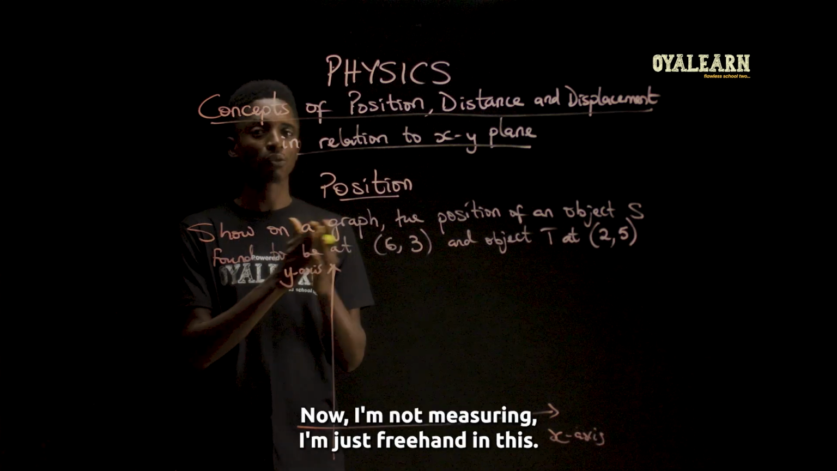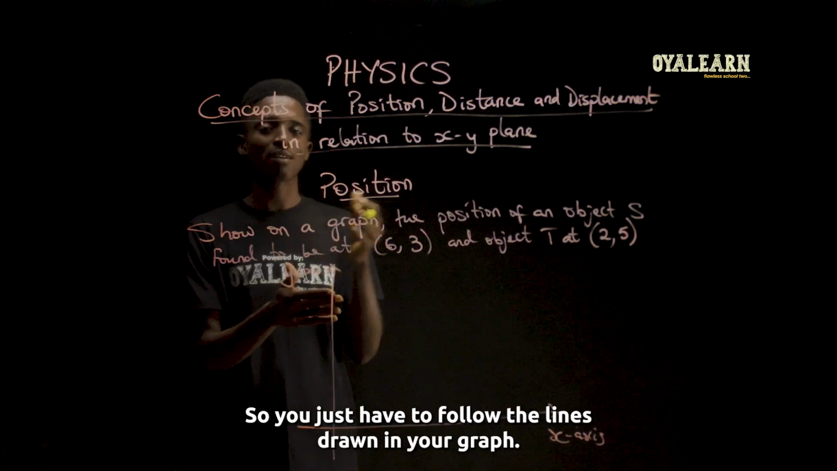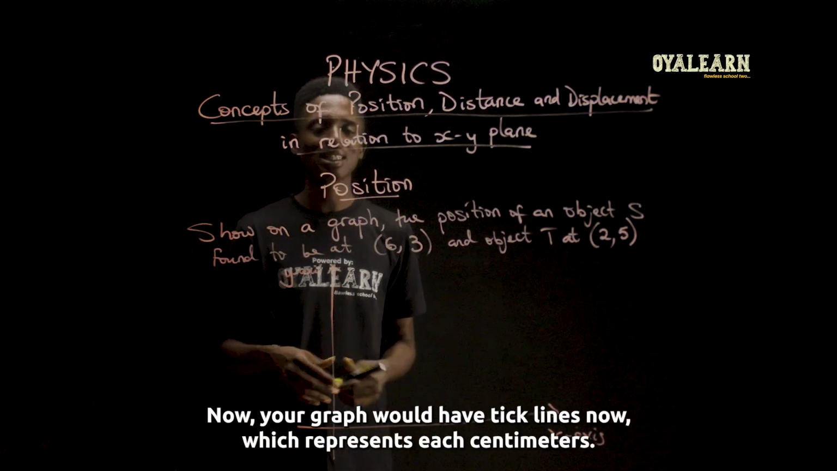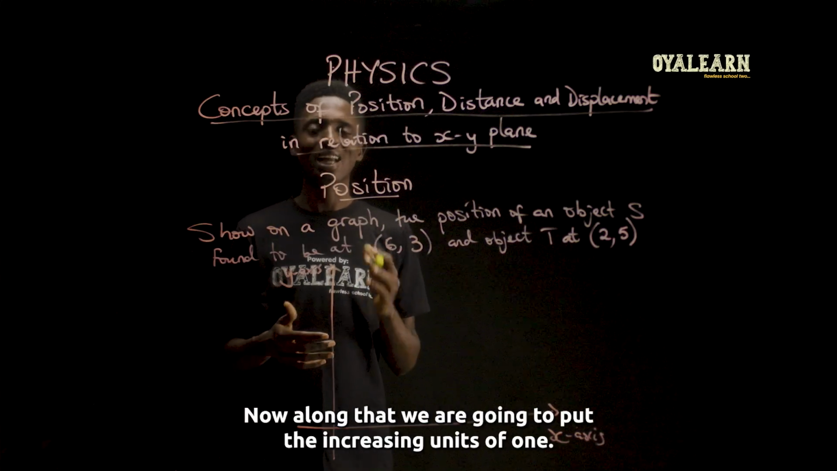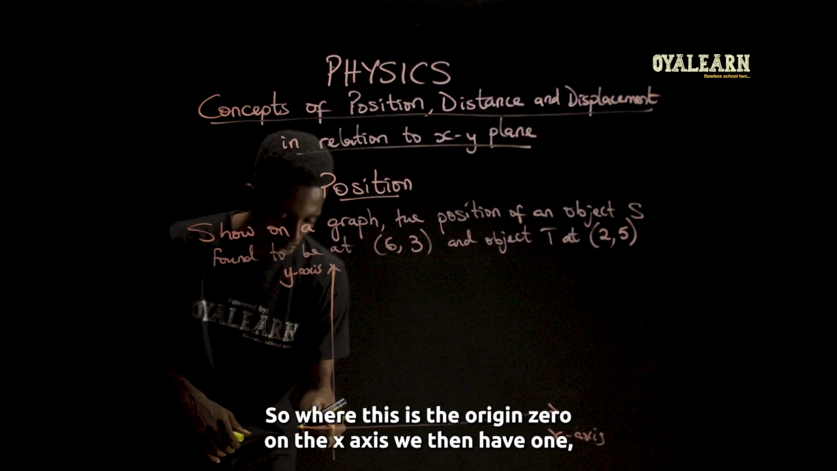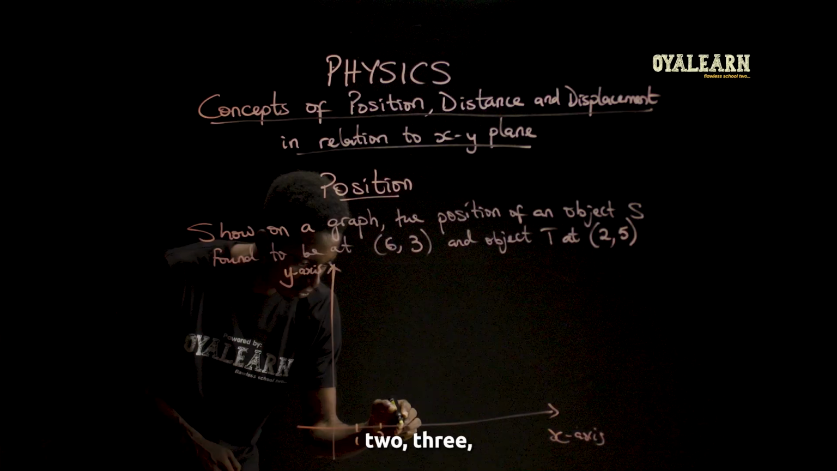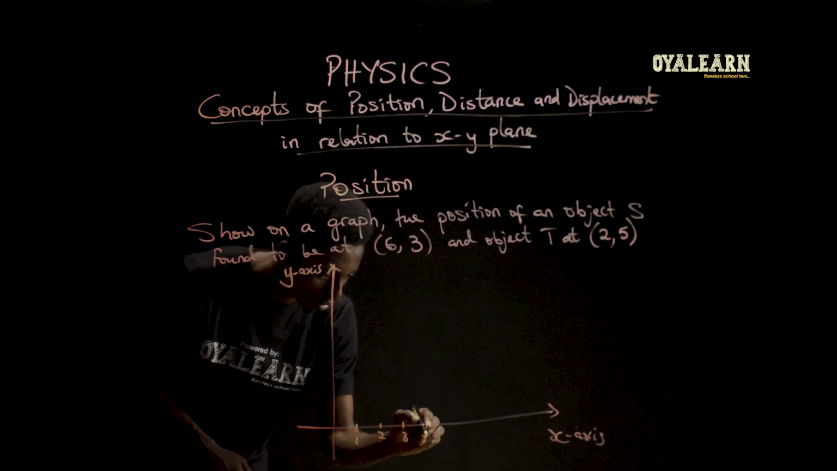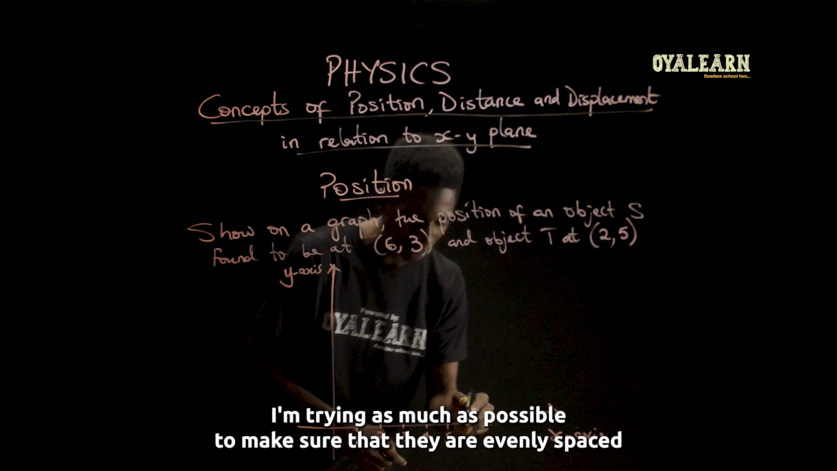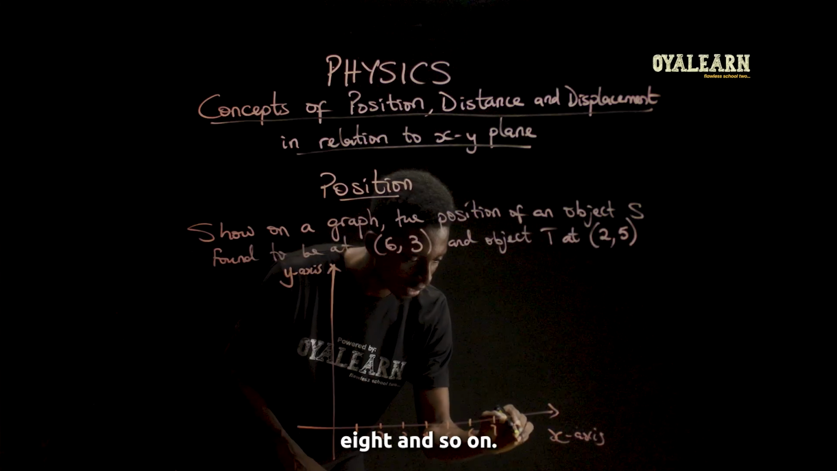Now, I'm not measuring, I'm just freehanding this. But when you use your graph, it's all measured there already. So you just have to follow the lines drawn in your graph. Now, your graph would have thick lines which represent each centimeter. Along that, you're going to put the increasing units of 1. So where this is the origin 0, on the x-axis we'll then have 1, 2, 3, 4, 5. I'm trying as much as possible to make sure that they are evenly spaced. 6, 7, 8, and so on.